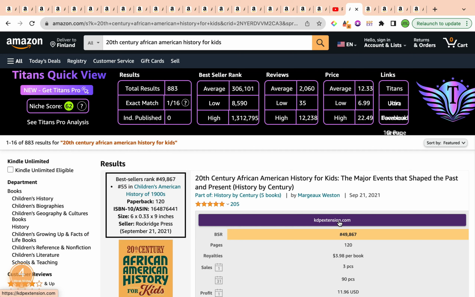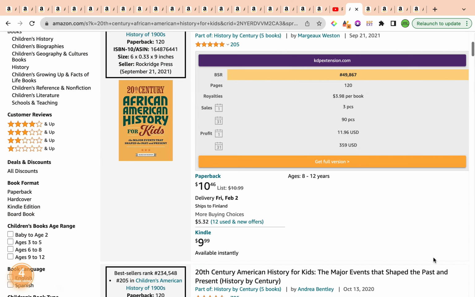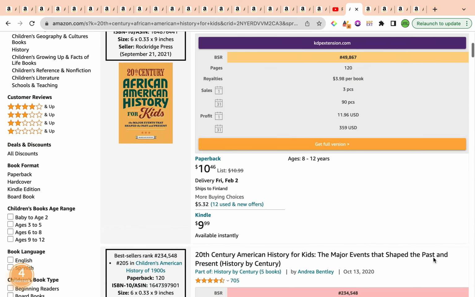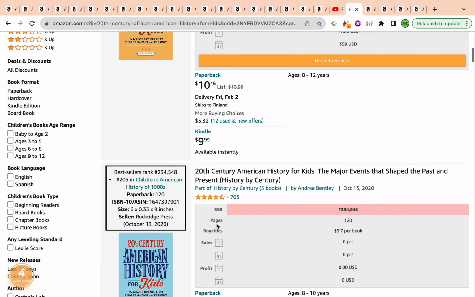That is totally up to you. We also have some really good books ranking here. This one is not sponsored, and it is using the exact same title, and it has a bestseller rank of 49,867, selling approximately 90 copies per month, coming to a total of $359 per month and $11.96 per day.